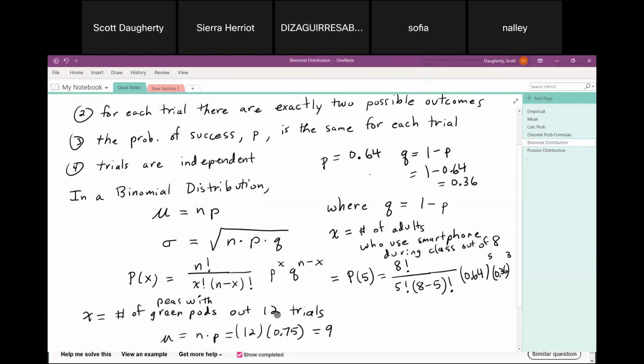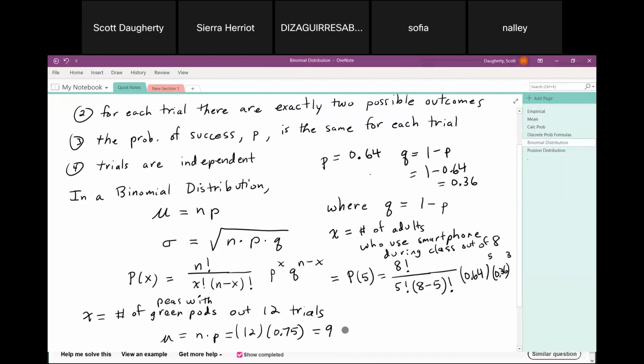What you're doing is you're doing 12 at a time. So I do 12 at a time the first time, and maybe I get 8 of them with green pods. And the next time I do it again, maybe I get 10 out of 12 with green pods. And so what this tells us is if you keep doing this over and over again, the average is going to be 9 out of 12. That's what it averages to. Okay, that's what this means.